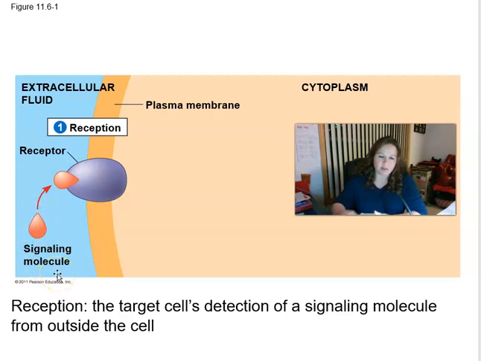A signaling molecule might be a hormone, that might be lipid-based, or it could be a protein. Either way, the signaling molecule is called the ligand. It bonds into the receptor like a lock and a key. We'll say this cell is indeed a target cell for this message. So this is called reception. The target cell detects the signaling molecule that's coming from outside of the cell. So reception.